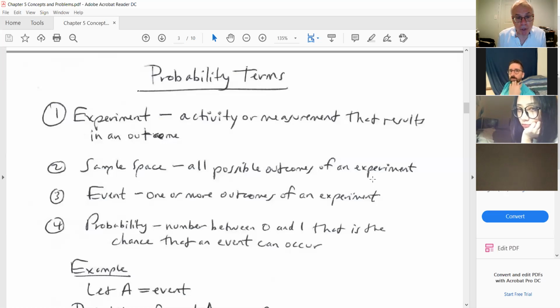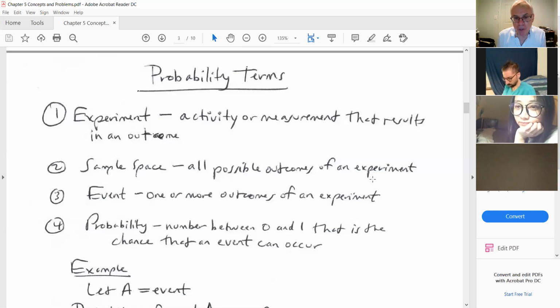Probability is a number that is dealing with the chance that an event can occur within a sample space. And it's always from 0 to 1. Now this seems obvious, except when I've taught statistics in the past, when I ask for probability answers, I many times get answers that are negative or greater than 1. So probability can never be negative and can never be greater than 1.